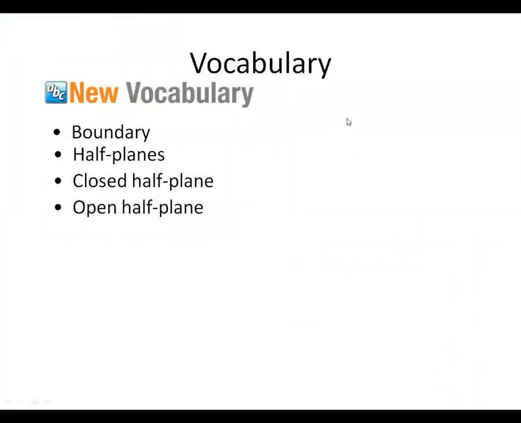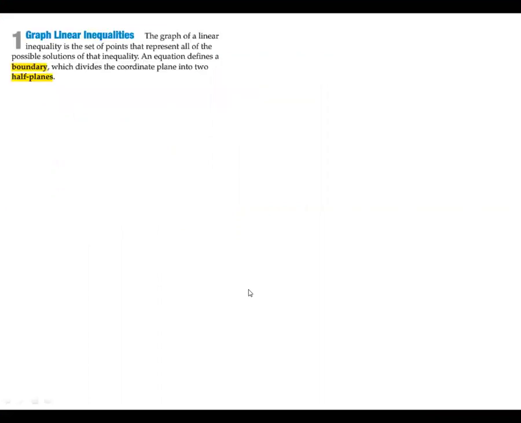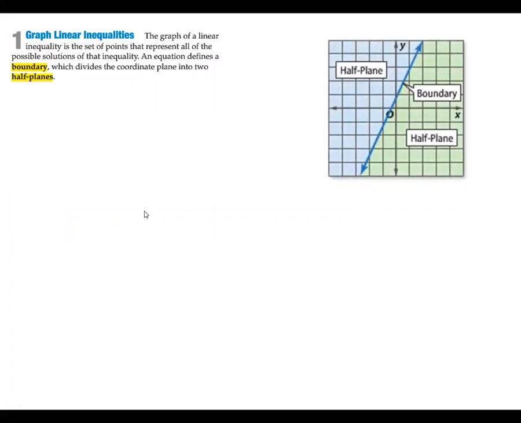So some new vocab we're going to run into is boundary, half planes. Now, I'm not talking about cutting an airplane in half or anything like that. Closed half plane and open half plane. We'll explain what those mean. So the graph of a linear inequality is the set of points that represent all of the possible solutions of that inequality. An equation defines a boundary which divides the coordinate plane into two half planes.